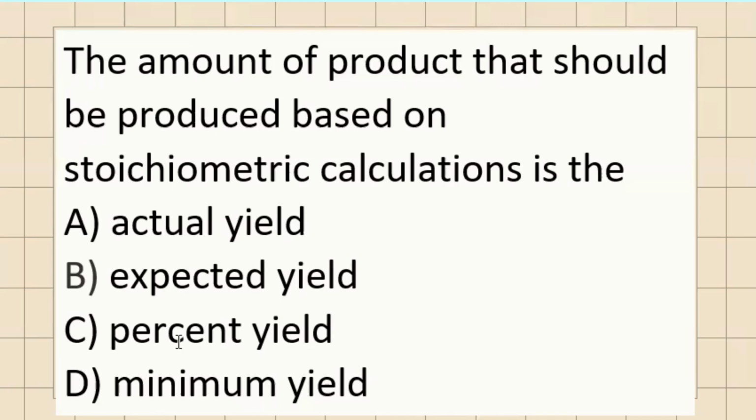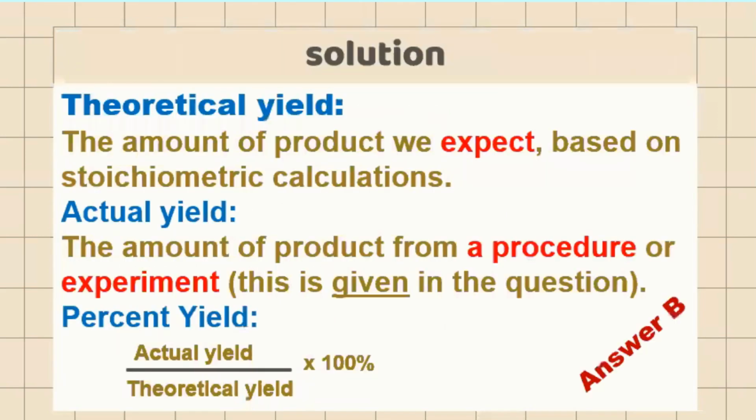Okay, percent yield cannot be the answer because the question asks for the amount of product that should be produced based on stoichiometric calculations. It is not the amount we obtained by experiment, not by procedures, not by measurement. It is the calculated amount of the product from a balanced chemical equation, theoretically. Therefore, the answer is A. Okay, let's go to the solution.